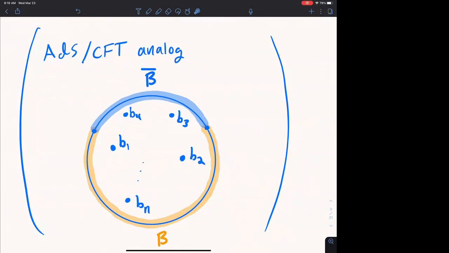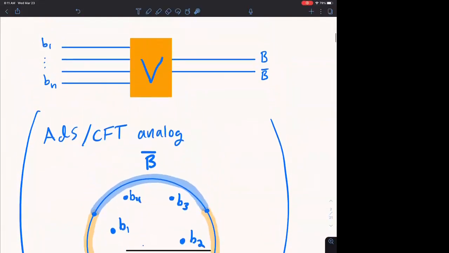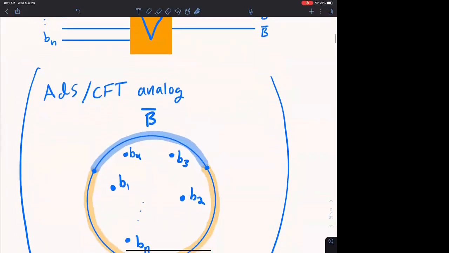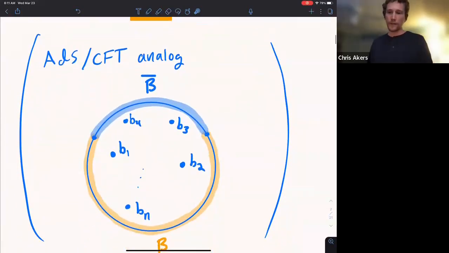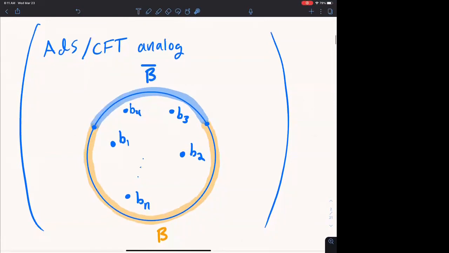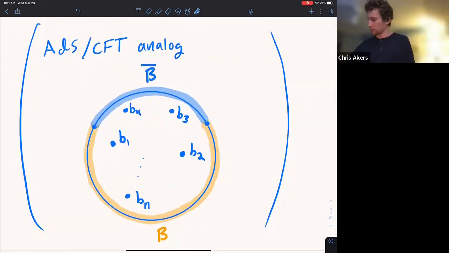Sorry, I have a question. Is the understanding that for different B1, B2, B3, etc., the map would depend on the nature of the B1, B2, B3, and the B and the B bar? The V's would depend on the nature of those? Yes, that's right. I mean, they would all be related, but it would be a different map in some sense. Okay, good. Yeah, that's right. Thank you for the question.